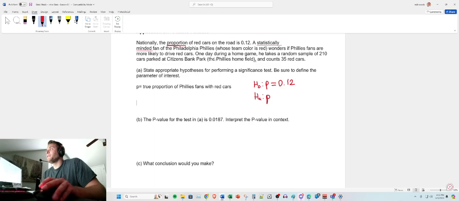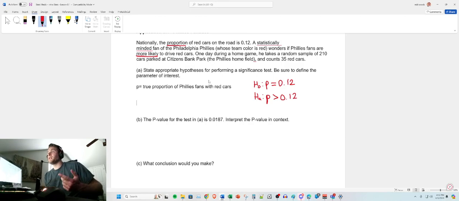And what this fan is curious about is if he wonders if Philly fans are more likely to drive red cars. So that is making me think that this should be a greater than. So we're going to put greater than 0.12. Okay. And so we've done part A. We stated the hypotheses, which are what I've written in red on here. And then we have defined that parameter of interest, what we're looking for.